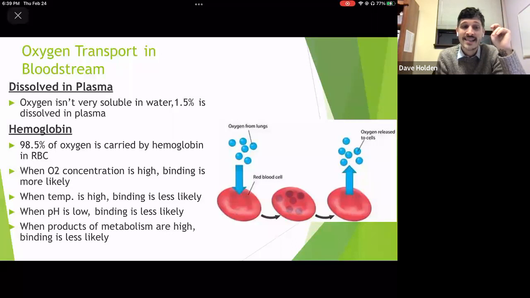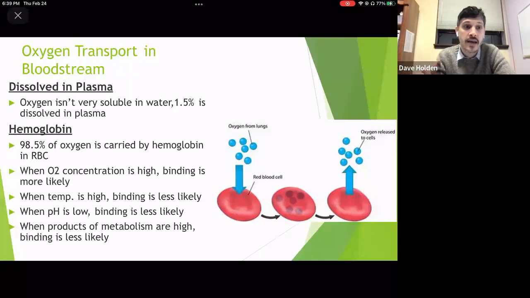When oxygen concentration is high, it is more likely that oxygen will bind to the hemoglobin. This is why we want to have lungs where all the oxygen is concentrated, right? We need a really high oxygen environment to encourage it to bind to the hemoglobin. When the temperature is high, binding is less likely. When the pH is low, binding is less likely. When products of metabolism are high, binding is less likely.